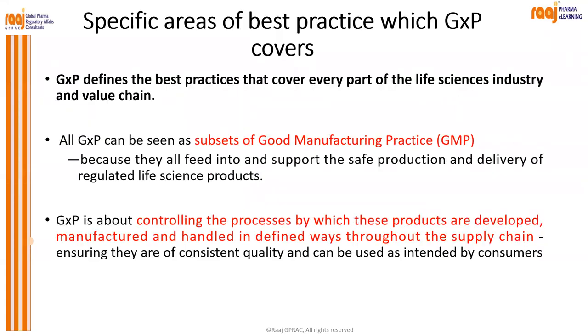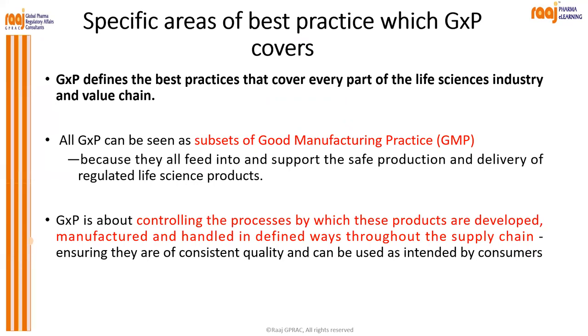Also, GxP defines the best practices that cover every part of the life science industry and the value chain. What does it mean that GxP can be seen as a subset of good manufacturing practices? Till now, you must have learned the GMP concept, right? The good manufacturing practices. It starts from your gate, the entry-exit system, till you enter. So man, material, movement, everything. Those 5Ms are considered when we talk about GMP, because they all feed into the support and the safety of your production and delivery of the regulated life science products.